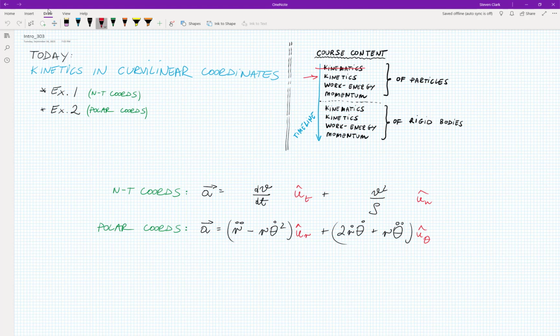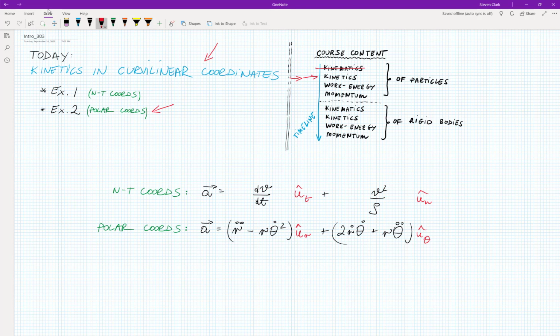Today we will focus on kinetics of particles. We will continue kinetics of particles and the subtopic today is kinetics in curvilinear coordinates, and we will do two examples. Example number one, normal tangential coordinate system, so it will be kinetics in normal tangential coordinates, and example number two will be kinetics in polar coordinates.